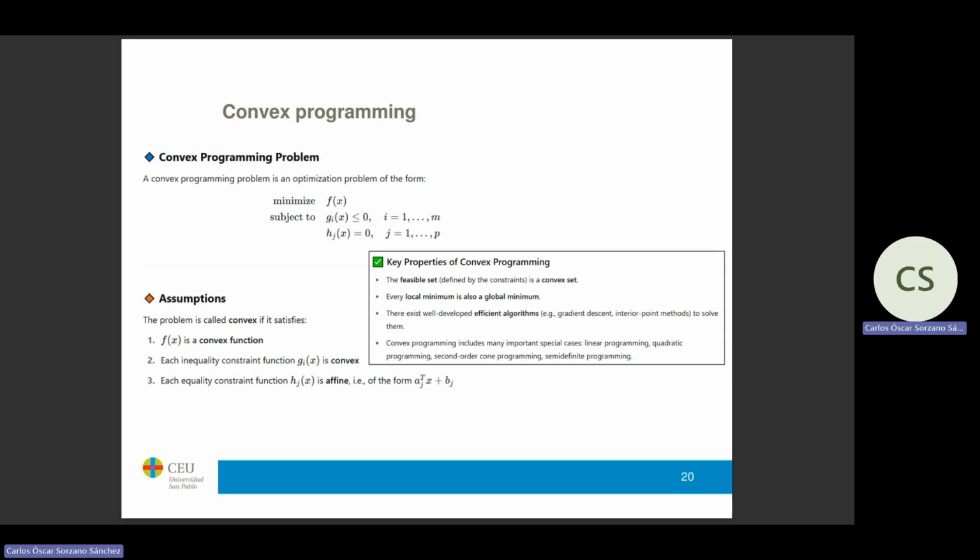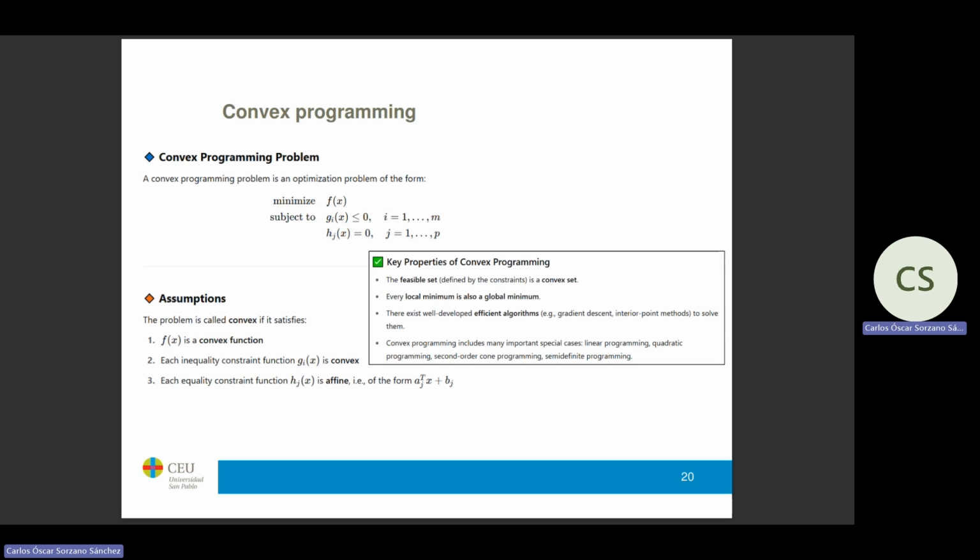And if it is a convex problem, then the feasible set is convex. Every local minimum is also a global minimum. This is a very nice property. Every local minimum is a global minimum. So if you converge somehow to a local minimum, you are guaranteed that it is a global minimum. This is an extremely nice property. And as I said before, there are efficient algorithms to find these local minima.